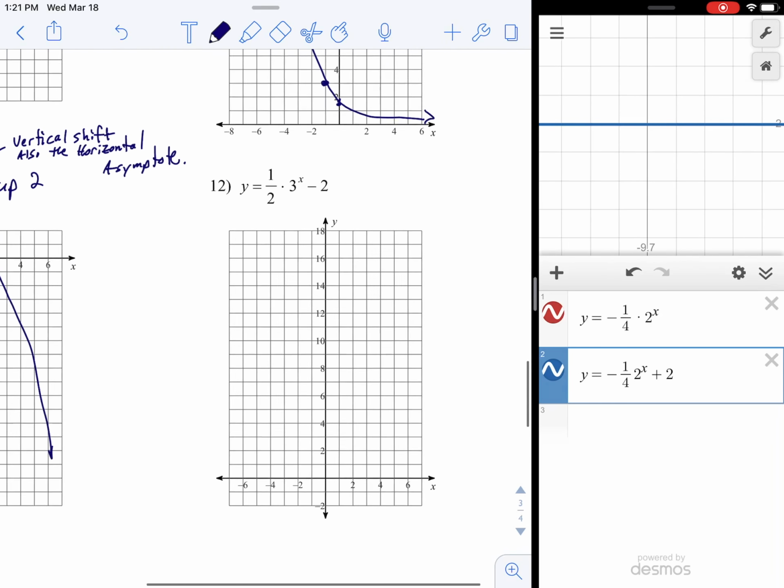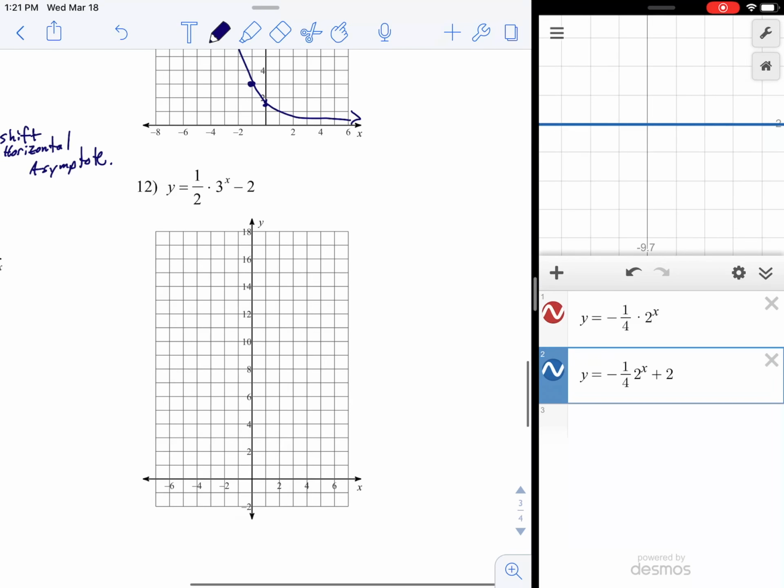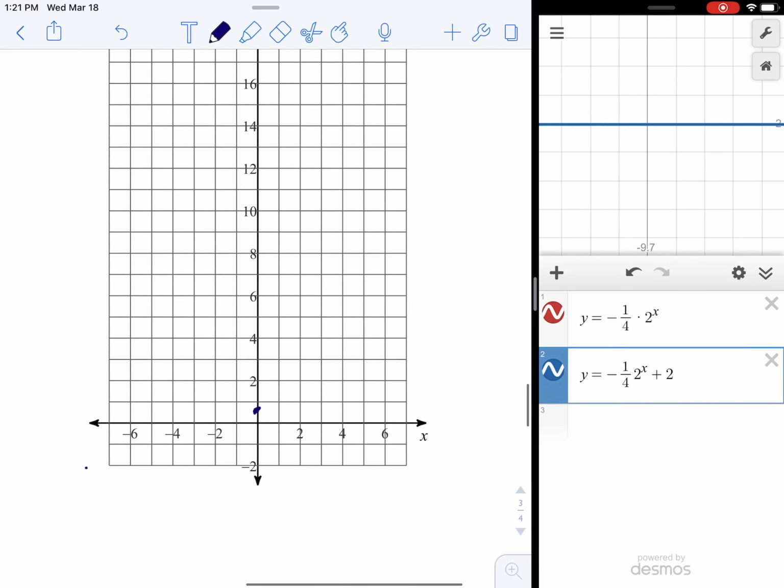Okay, so if we look at number 12, I know that it's a growth, which looks kind of like that. It's multiplied by a half, which is going to lower the y-intercept a little bit and flatten it out. But this minus 2 means that my horizontal asymptote is going to be down at negative 2. Instead of looking like this, the whole thing moves down. So my intercept is going to be down here. It's going to come along this line and then curve upward.